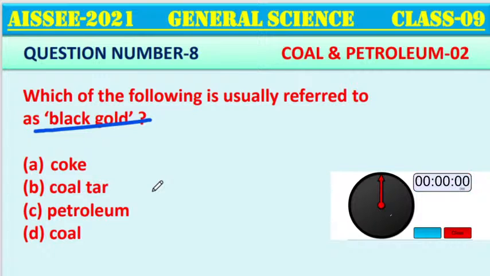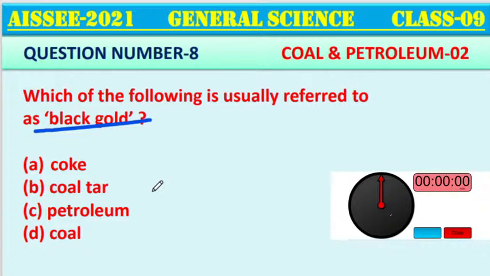Coal is also black, coal tar is also black, petroleum is also black. So which one is known as black gold? Gold is what? Gold color is yellow, so it has nothing to do with color. Gold is a very expensive metal. That's why we use gold here. So which one of these is costlier?